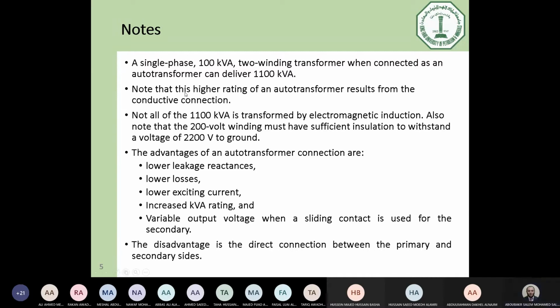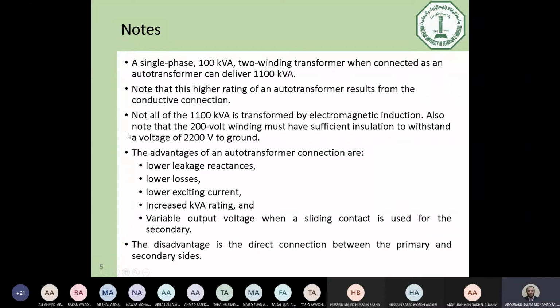Note that the higher rating of an autotransformer results from the conductive connection. Because, as we said, due to the magnetic core only, the 100 kVA will be transferred. However, the remainder, which is 1000 kVA, will be conducted due to the conductive connection. So the conclusion is that not all of the 1100 kVA is transferred by electromagnetic induction.